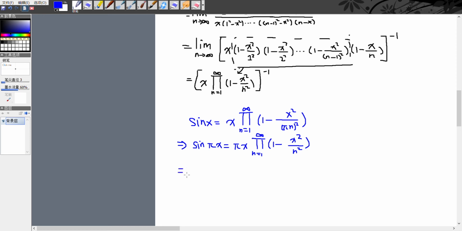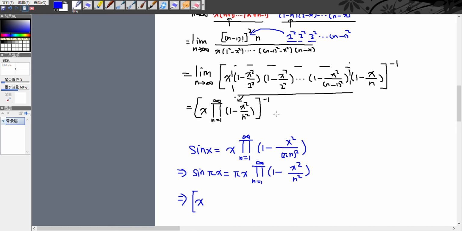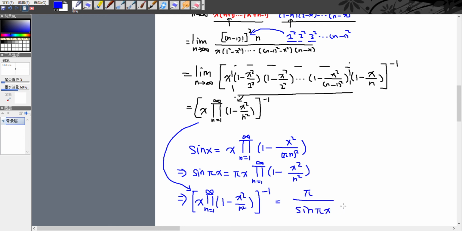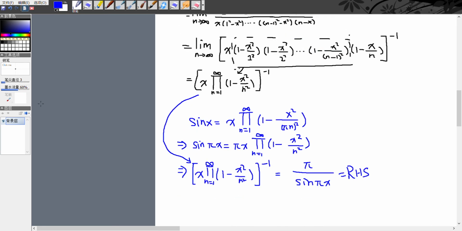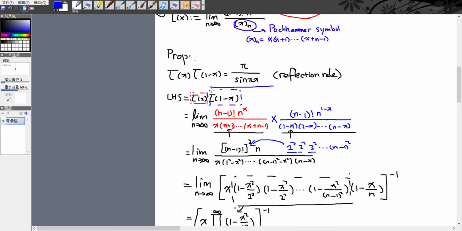So from this we will have our term, let me just rewrite this. So this is actually equal to pi over sine pi x, which is equal to our right hand side. And that's the end of the proof of this proposition, which gives us the reflection rule.